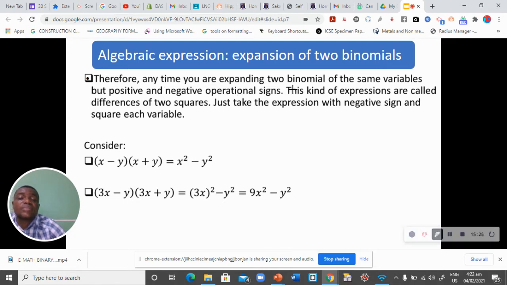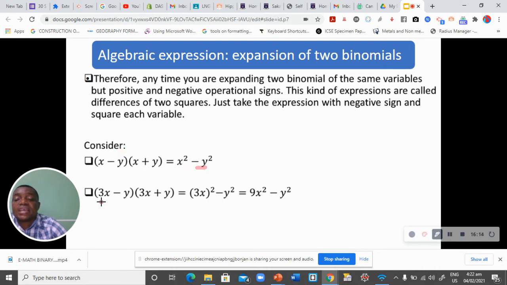Therefore, anytime we are expanding two binomials with the same variables but positive and negative operation signs, this kind of expression is called difference of two squares. So we just take the expression with the negative sign and square them. Let's look at this example. We have x minus y, x plus y. We can see that x is here, x is there, y is here, y is here. The only difference is the negative and positive sign. So we take the one with the negative sign, then we square the x, the first term, and we square the second term. So it will be x squared minus y squared.